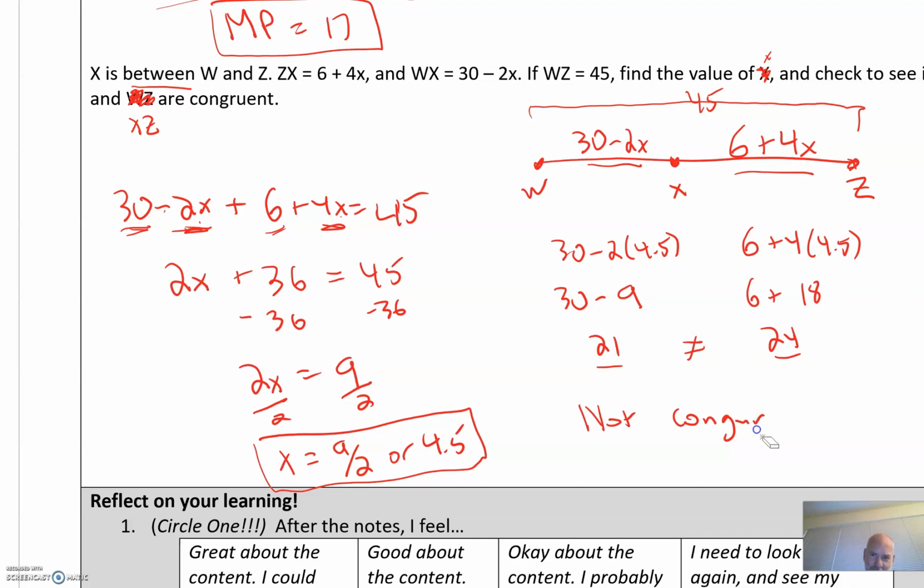Having spelling troubles here. Congruent. Because they're not equal. Okay?